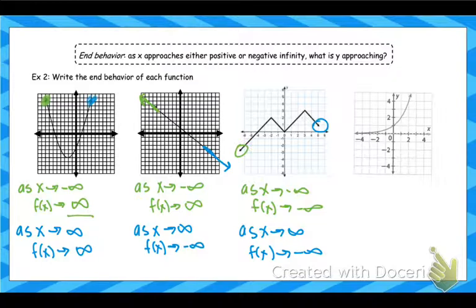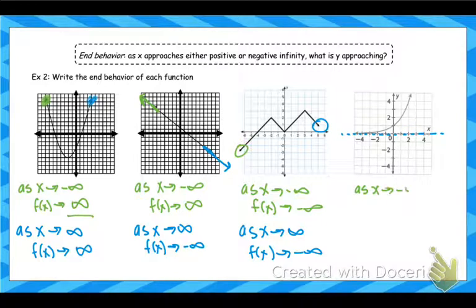Now, everything we looked at so far has been either positive or negative infinity, but that's not always the case. So let's look at an example of a graph that you saw back in Algebra 1. Back in Algebra 1, you looked at exponential functions, and you talked about that horizontal asymptote. What that meant is your graph got closer and closer to that line, but it didn't actually touch it. So let's look at the left side of this graph.